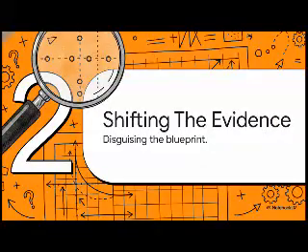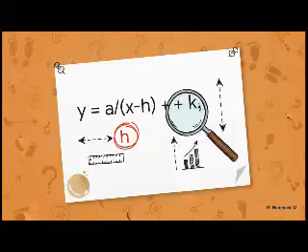All right, so let's see how our suspect tries to disguise the evidence. Because let's be real, these graphs don't always stay put. A few simple changes to the function can shift the whole blueprint, completely changing its location. And this formula, this is where you find the secret code. Those h and k values, those are your biggest clues. H tells you about the horizontal shift, did it move left or right, and k clues you in on the vertical shift, up or down.